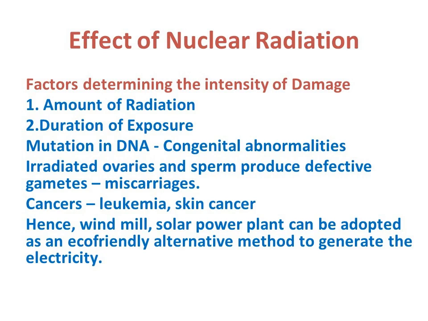While you are exposed to radiation, the first effect is mutation occurring in your DNA, and that causes congenital abnormalities. Irradiated ovaries and sperm produce defective gametes. As a result, there is a high chance of miscarriages. And cancer is the other important disease caused by the intensity of radiation. The most common cancers because of radiation are leukemia, skin cancer and even breast cancer.